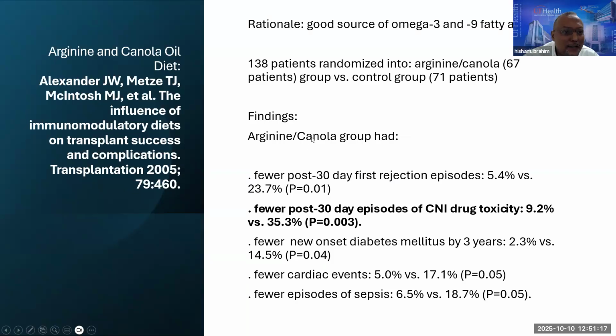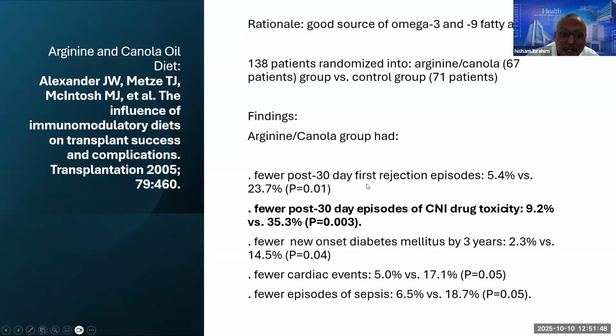This was done in 2005, published in Transplantation 2005. 138 patients were randomized into an arginine canola diet, 67 patients, versus a control group, 71 patients, and the findings here seem to be more promising. So fewer post 30-day episodes of CNI drug toxicity, 9.2% versus 35%, and this is highly significant.